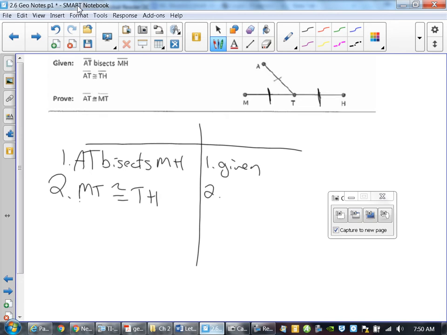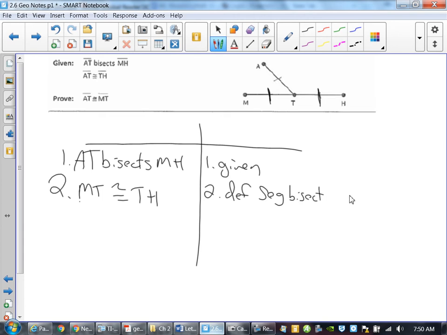What do you think the reason is? What does it say it is according to your progression sheet? Definition segment bisector. Okay. Have I fully utilized that given statement? That first part, that first definition? Yeah, there's nothing else I can say about it. So I go to the second one. AT is congruent TH. Given. Mark the diagram.